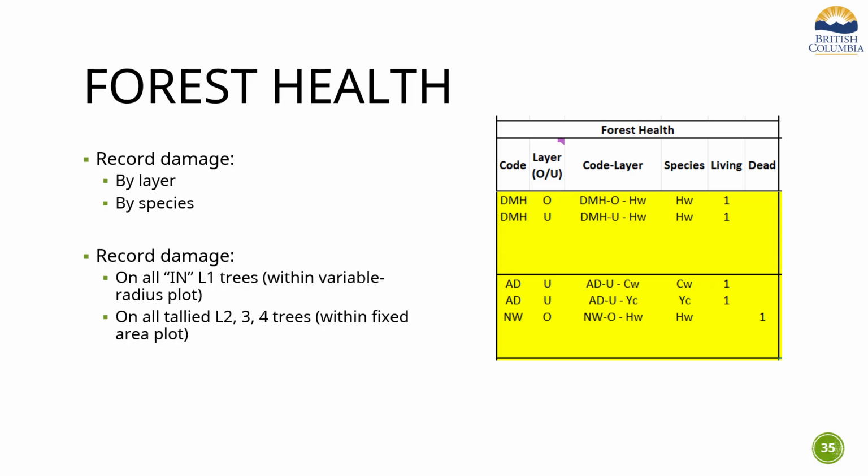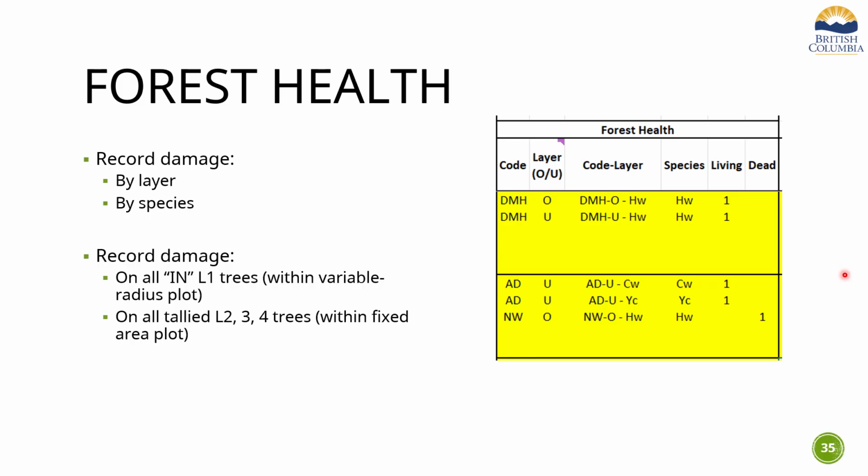You need to record all forest health damage that exceeds the FS660 damage criteria on all trees. You have to do it by layer and by species, and I have 2 examples to show you that. So in the first example, we have an overstory tree with hemlock dwarf mistletoe. We also have an understory tree with mistletoe. They're both entered under 2 rows, 1 for O, 1 for U. So the O represents your layer 1 trees, the U is for your combined layer 2, 3, 4 trees.